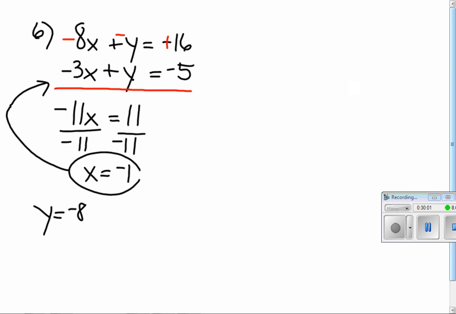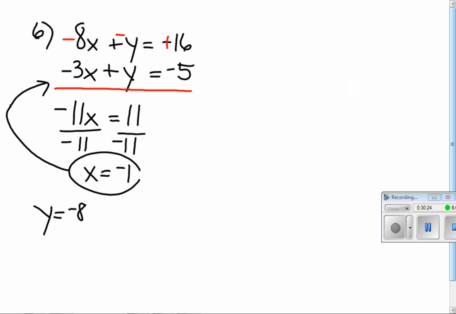We found x, but how do I find y? Put it into one of these equations. It doesn't matter. I put it in the second one. The numbers are smaller. So I put x equals negative 1 in here, so negative 3. Yeah, you're missing that on all these. You're figuring the other variable. You must find 2 letters for each problem, x and y.